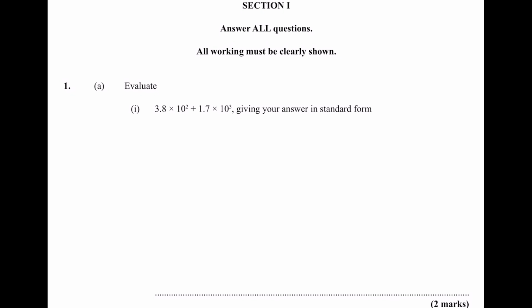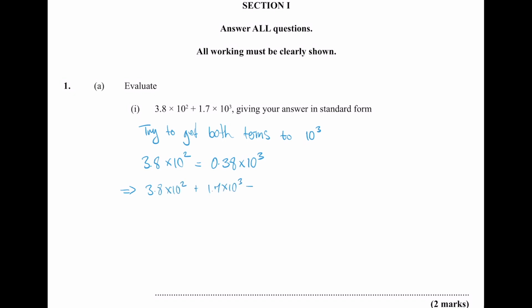So the first thing we want to try to do here is get both terms to 10 to the power 3. We want to take our 3.8 times 10 to the second power and rewrite that as 0.38 times 10 to the third power, right? Plugging that back in, 3.8 times 10 raised to the second power plus 1.7 times 10 raised to the third power is equal to 0.38 times 10 raised to the third power plus 1.7 times 10 raised to the third power, which we can now factor out 10 raised to the third power, giving us 0.38 plus 1.7 times 10 to the third power, which is equal to 2.08 times 10 raised to the third power. That is our final answer.